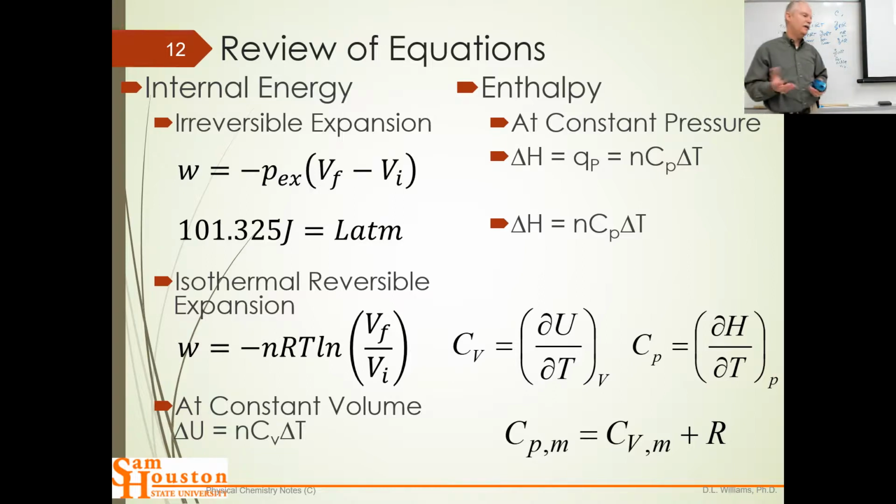And the CP, the heat capacity at constant pressure, is just the slope of enthalpy with respect to temperature, and the CV is the slope of energy, or internal energy, with respect to temperature.